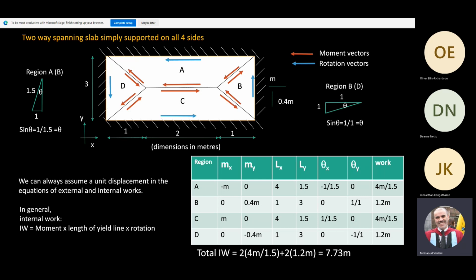Okay? So we finished the internal work. Now we're going to look at the external work. And remember, the external work is the UDL times the area for that region times the average displacement. So let's do it for each region A, B, C, and D. Are we okay to move to the next slide, please? Have you got any questions? Any questions at all? No? Okay.